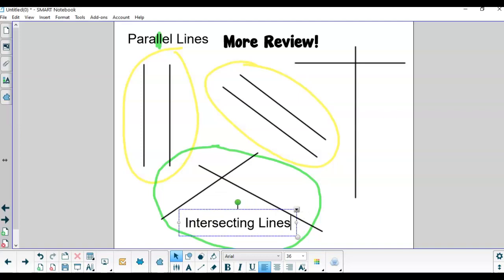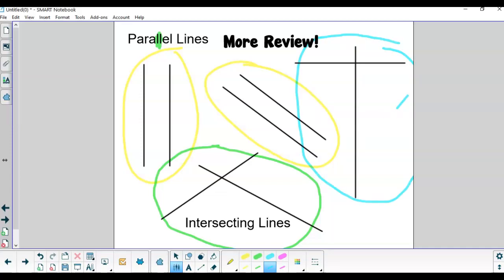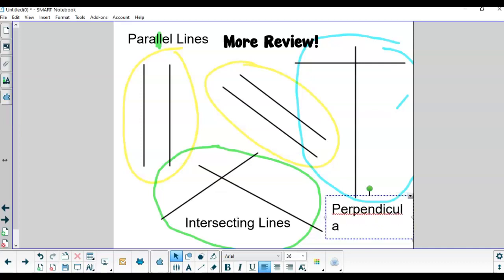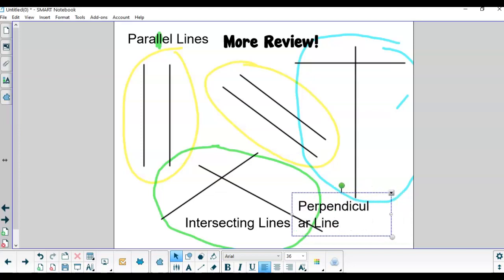Now, remember we said that this other line up here is also an intersecting line, right? This is also an intersecting line, but it was a special kind of intersecting lines because not only are the lines intersecting, but where they intersect, they are forming, what are they forming? Yes, right angles. So when intersecting lines form right angles, those are actually called perpendicular lines. They are called perpendicular lines.